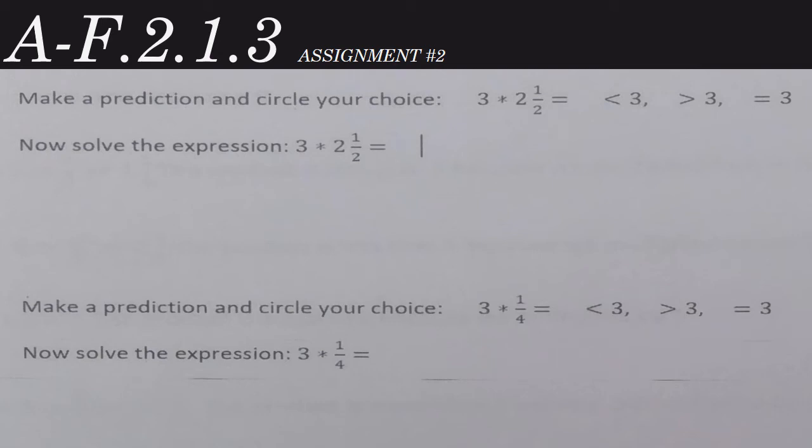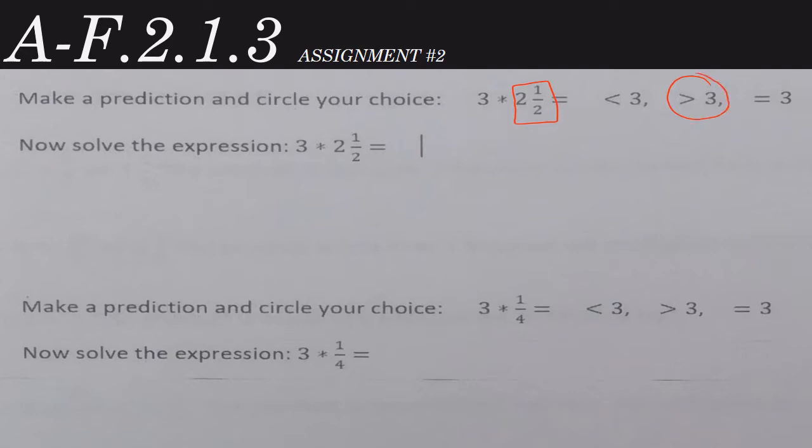For this question, I have to make a prediction about whether 3 times 2.5 will yield an answer that is less than 3, greater than 3, or equal to 3. Because 2.5 is a mixed number, I know that it's worth more than 1. So more than one group of 3 is going to give me an answer that is more than 3.